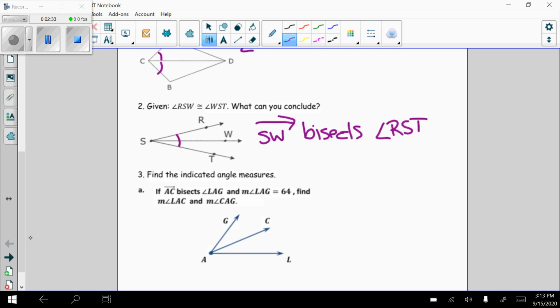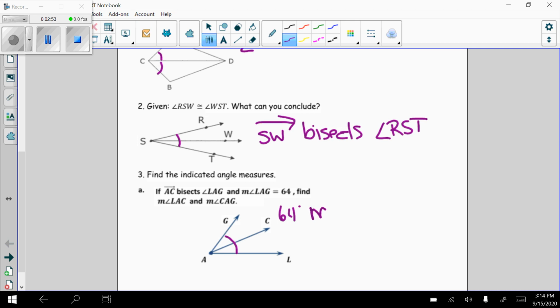And example number 3, find the indicated angle measures. If ray AC bisects angle LAG, so again, I know that got cut in half. The measure of angle LAG, the entire thing, was 64. Find the measure of angle LAC and the measure of angle CAG. So they got cut in half.